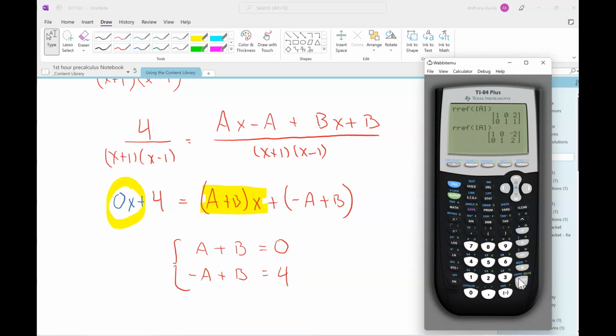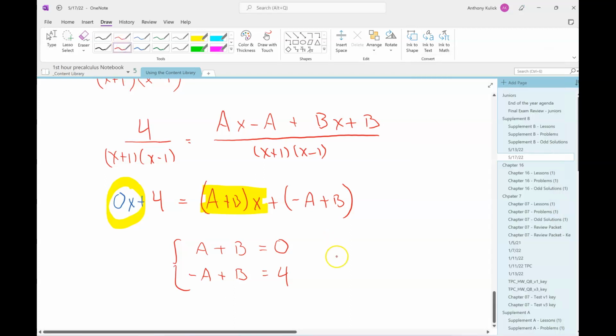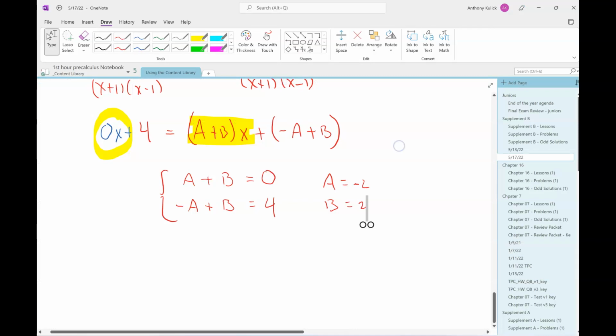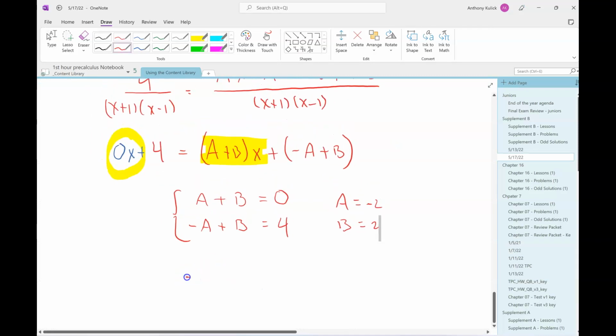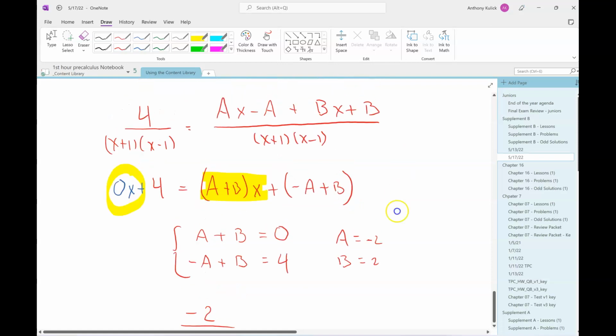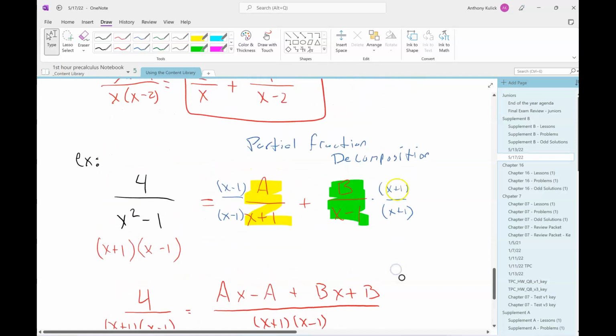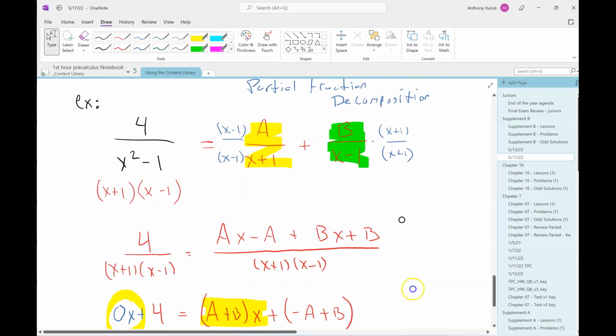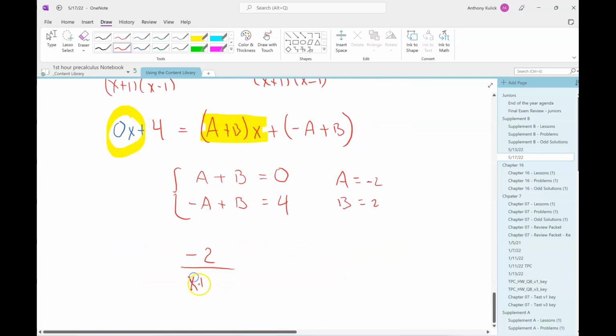So when I do that, I get A is -2 and B is 2. So I can say then I had -2 over, shoot, I forget which one I wrote first, x plus 1 plus 2 over x minus 1.